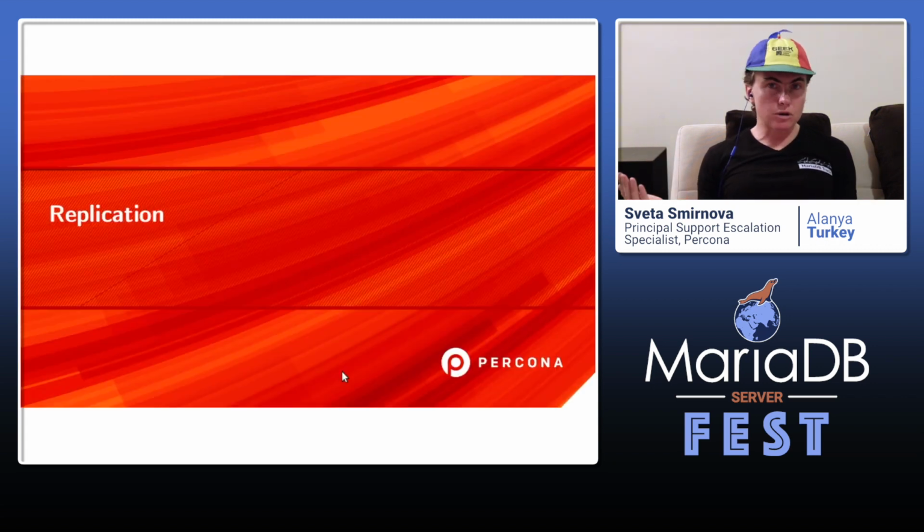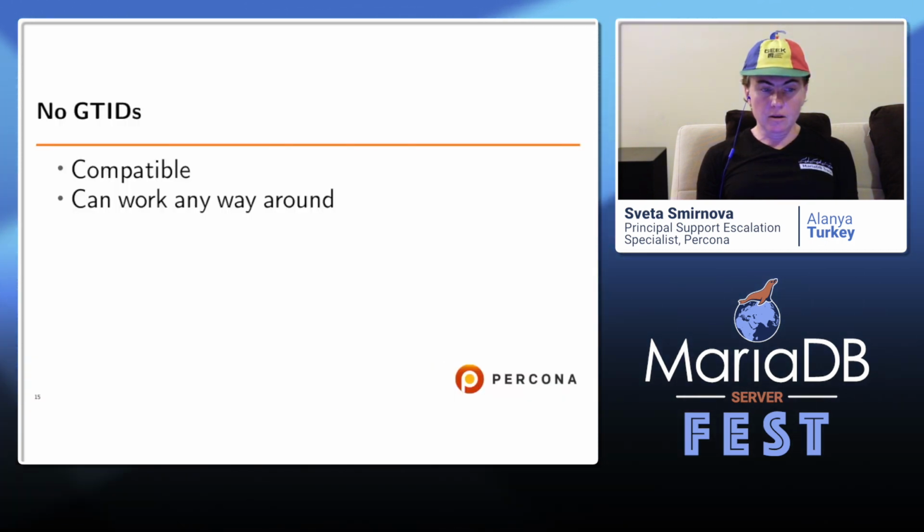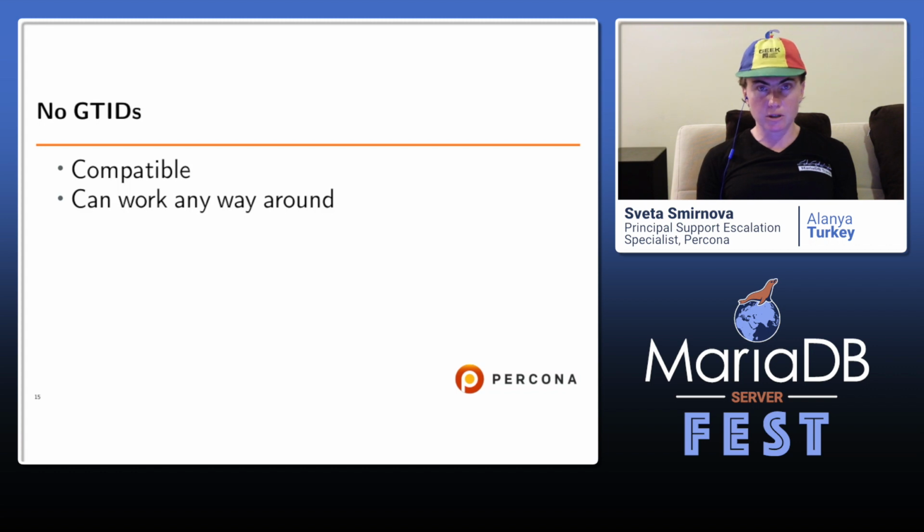Another common thing which we set up when we migrate is replication. In practically all my support experience, I saw maybe one or two installations which didn't use replication. So this is something very basic and very important to do. Replication without global transactional identifiers is compatible.